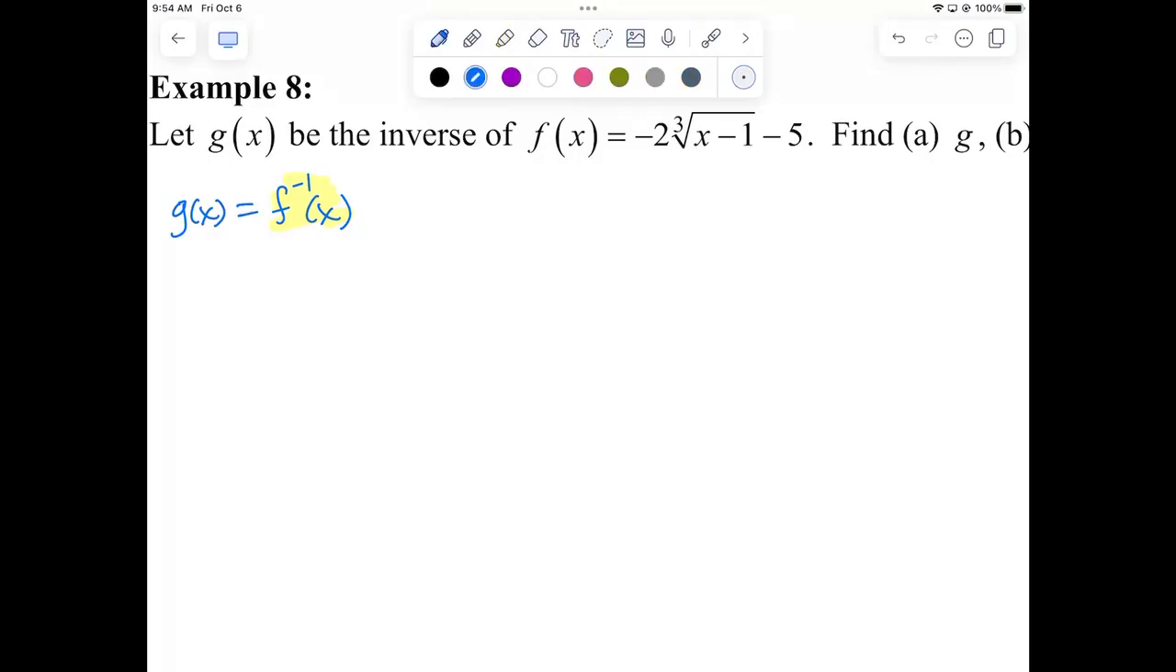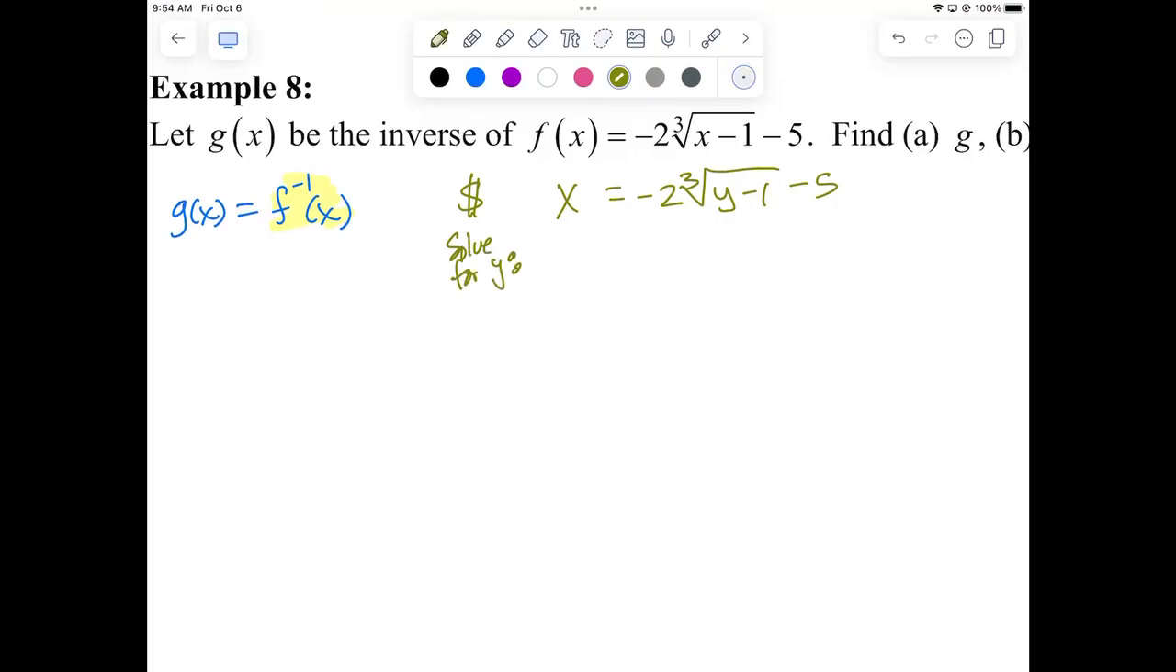We'll start working directly underneath f of x. The first step is the money step, so I'll switch to green here. And that's to interchange x and y. Remember that? Where is y, you ask? I don't see a y. Well, f of x, remember, is just a fancy way to say y. So that becomes x now, and this becomes negative 2 cube root of y minus 1 minus 5. Interchange x and y. Everyone okay with that? And now we're just going to solve for y. That's all we do. We solve for y.